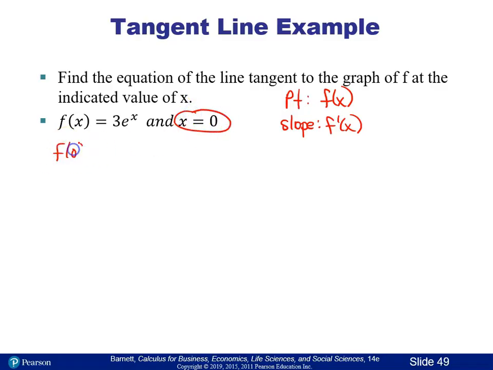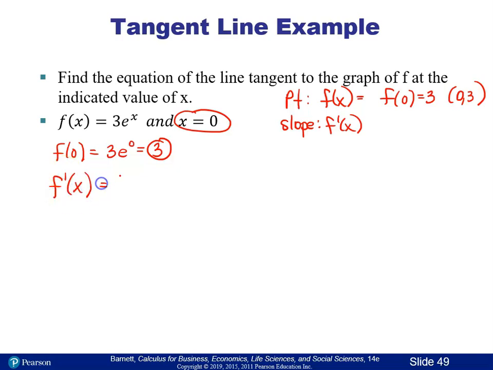So if I evaluate the original function at 0, okay, anything to the 0 is just 1. So 3 times 1 is 3. So that means f of 0 is 3, or I have the point 0, 3. As far as the slope I use the derivative. So the derivative of 3e to the x is actually 3 times the derivative of e to the x, which is e to the x. So it is the same thing.